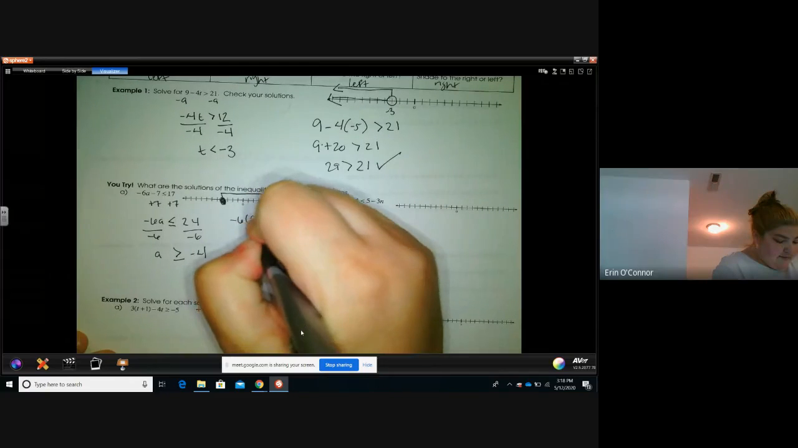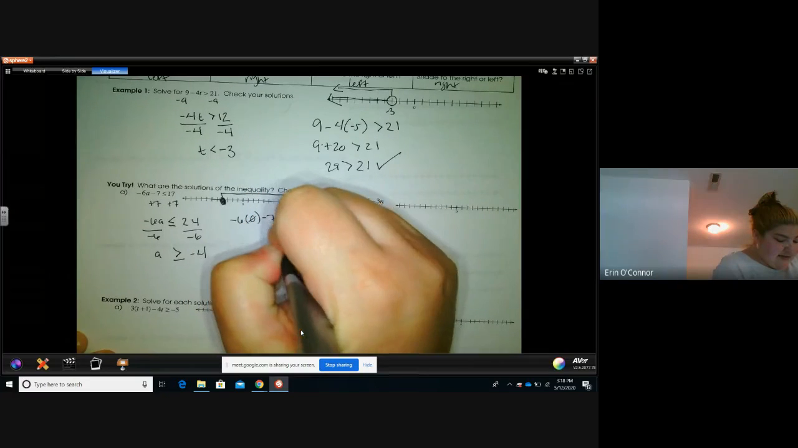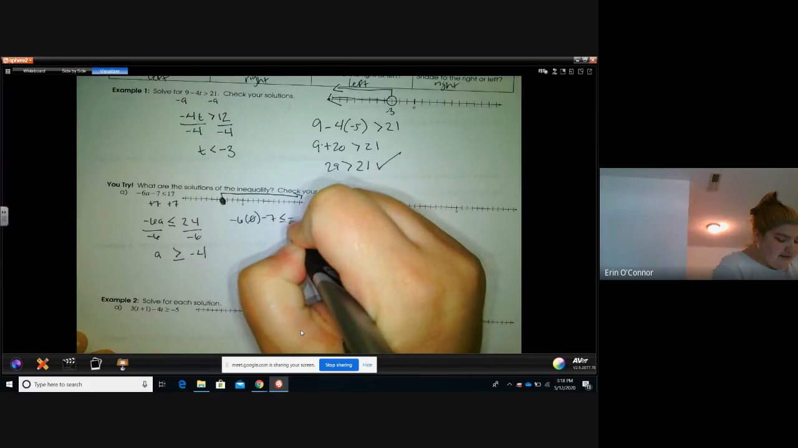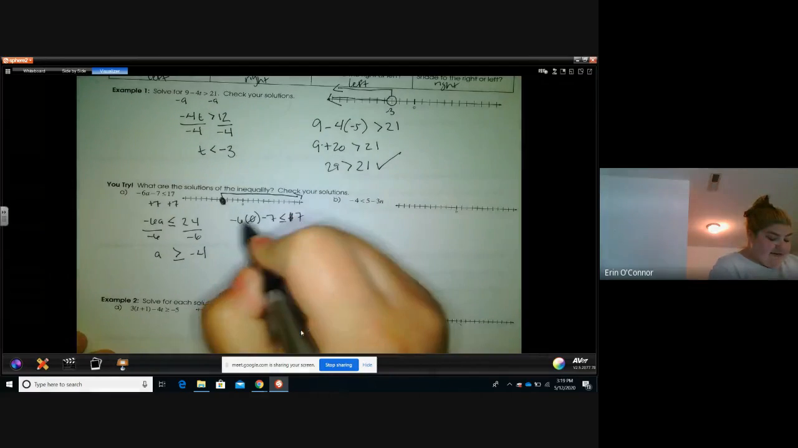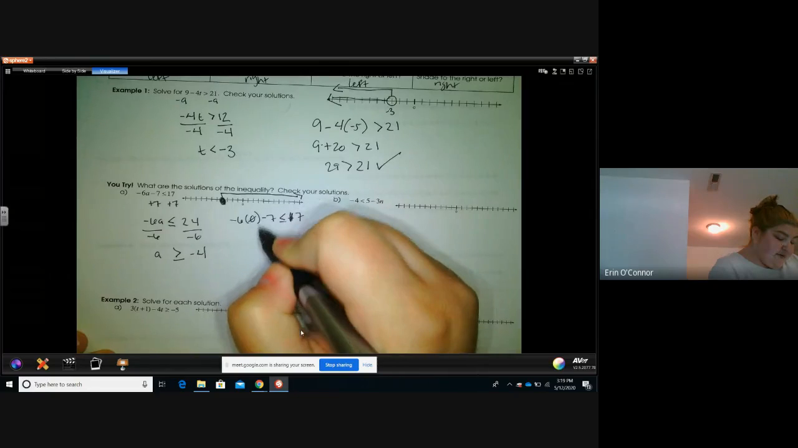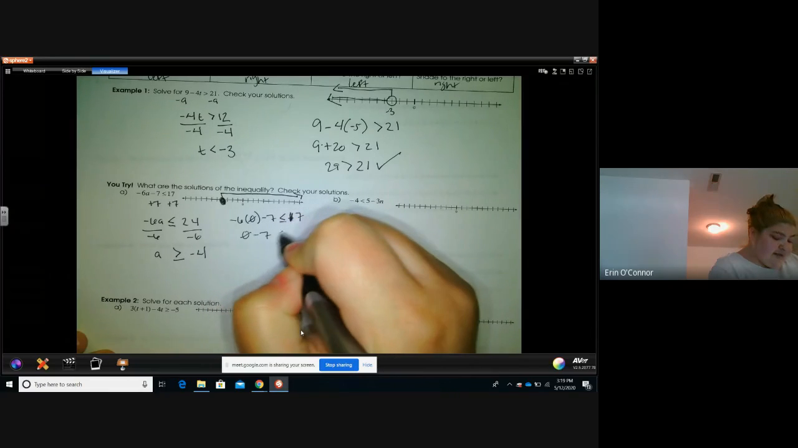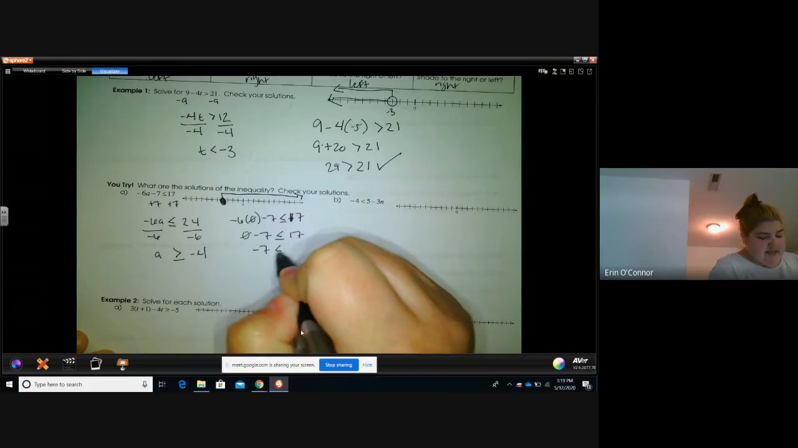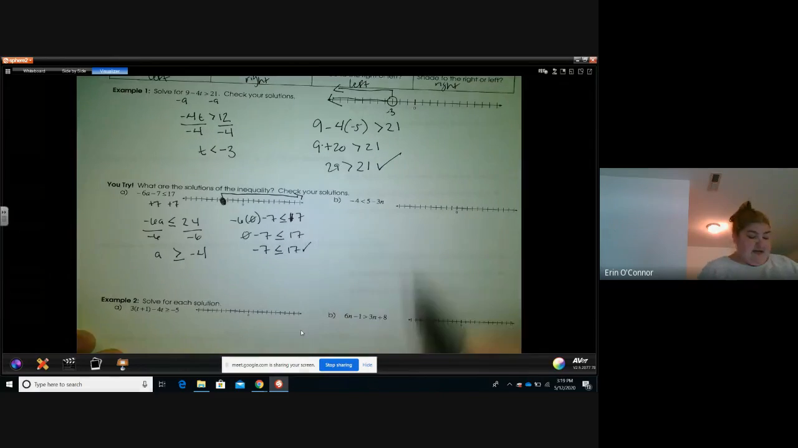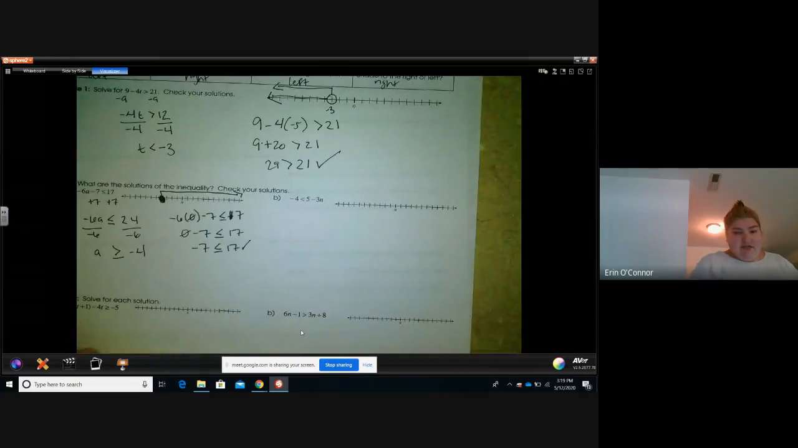Negative 6 times 0 minus 7 is less than or equal to 17. Negative 6 times 0 is 0. Minus 7 is less than or equal to 17. 0 minus 7 is negative 7, which is less than or equal to 17. So we're good. All right, let's do this one.